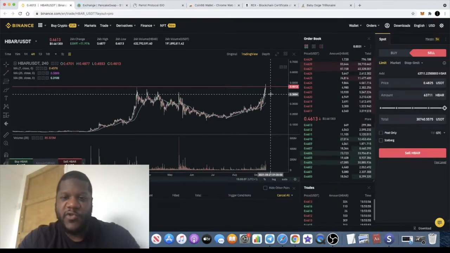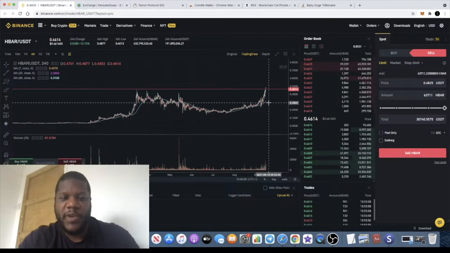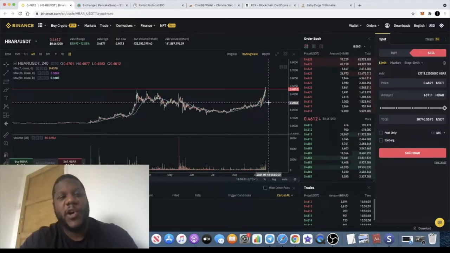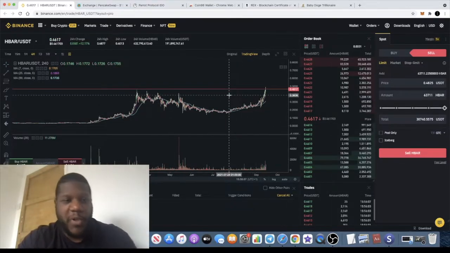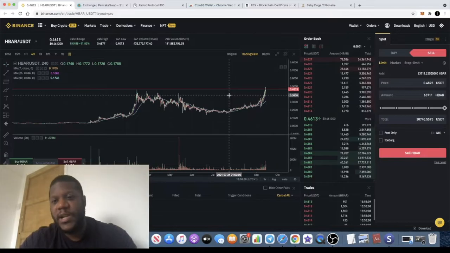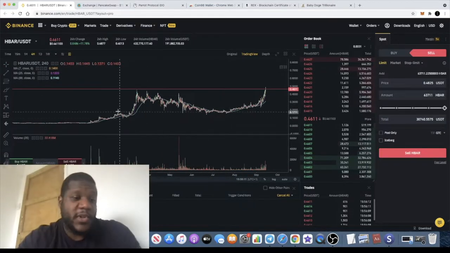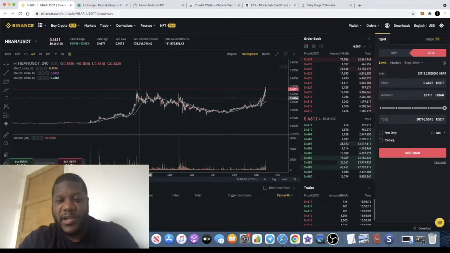Hbar Hedera Hashgraph is backed by Google. In fact, we've got a council with some of the top players in the finance world and in the tech world and so on. You've got Boeing, Google, just many top companies that are involved in this.